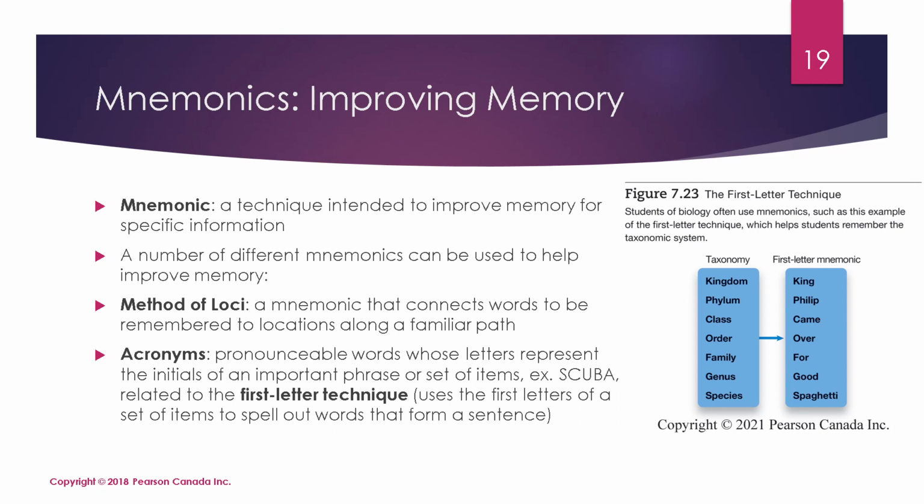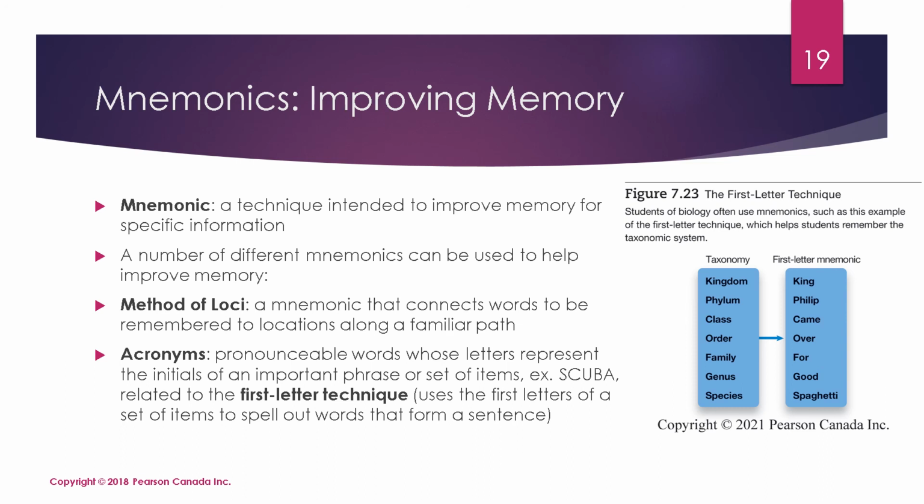So if it is a pronounceable word that you can make with the first letters of the phrase that you're talking about, then we will refer to it as an acronym. However, if you take the first letters of a list of things you're trying to remember and they don't make a pronounceable word, we can still use it. We just use something called the first letter technique. We use the first letters of a set of items to spell out words that form a sentence.